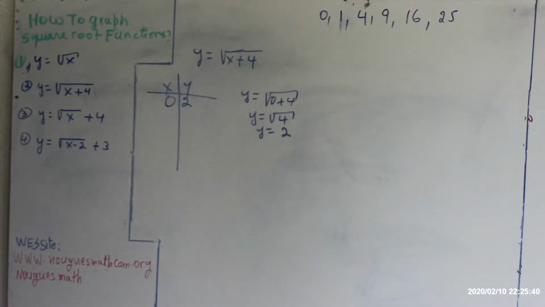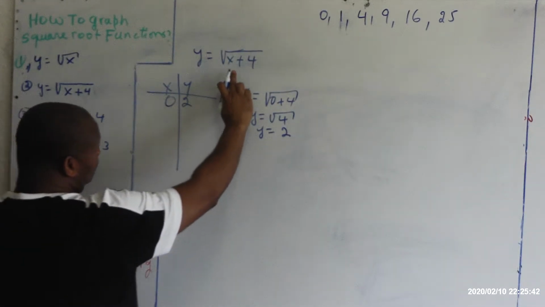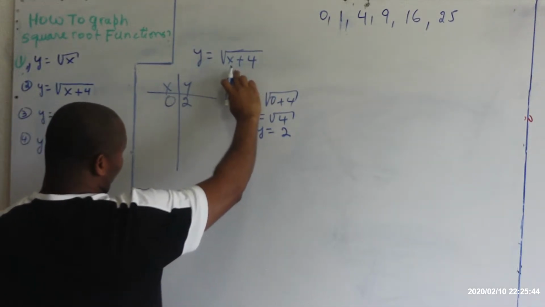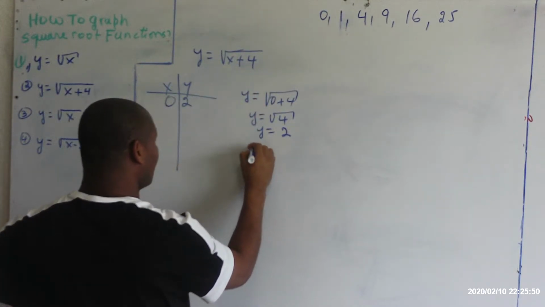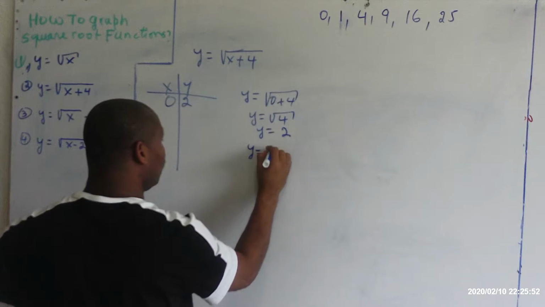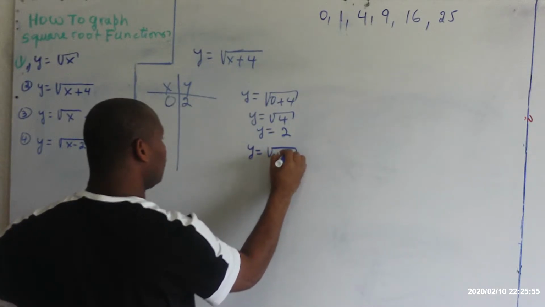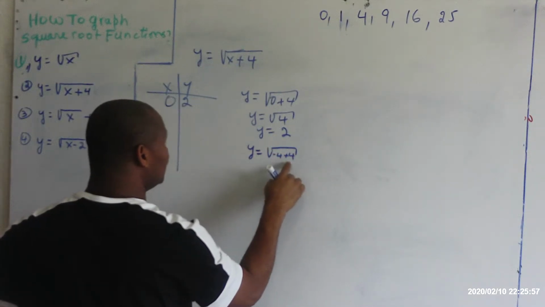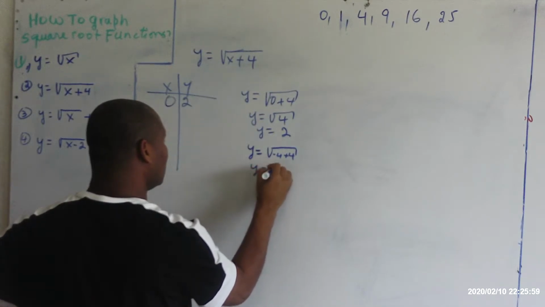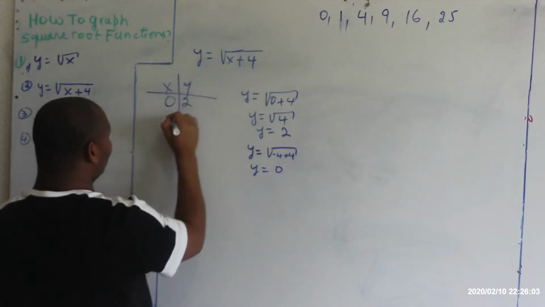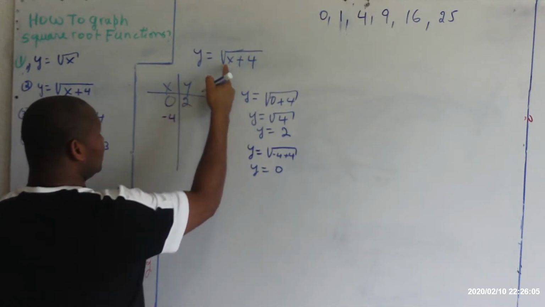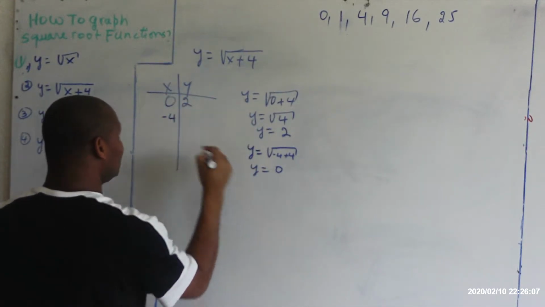Another number we can put is negative 4. Negative 4 plus 4 is going to be 0 right here. So when x equals negative 4, y will be 0.